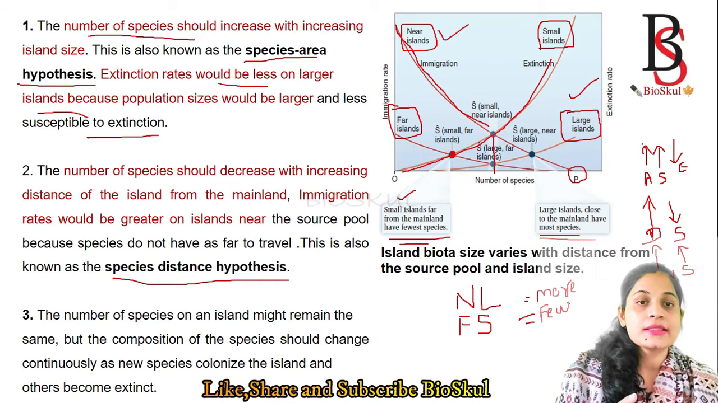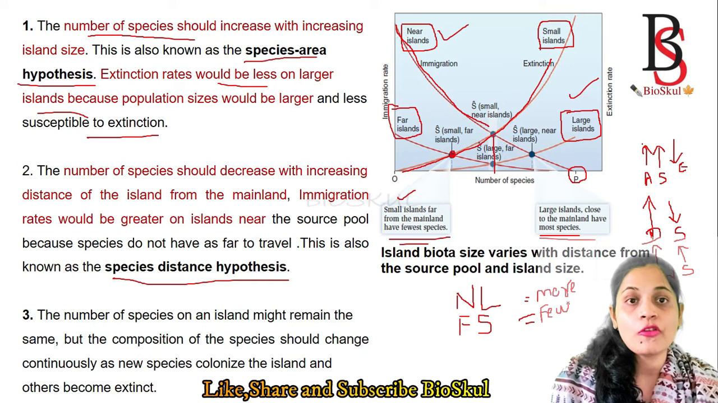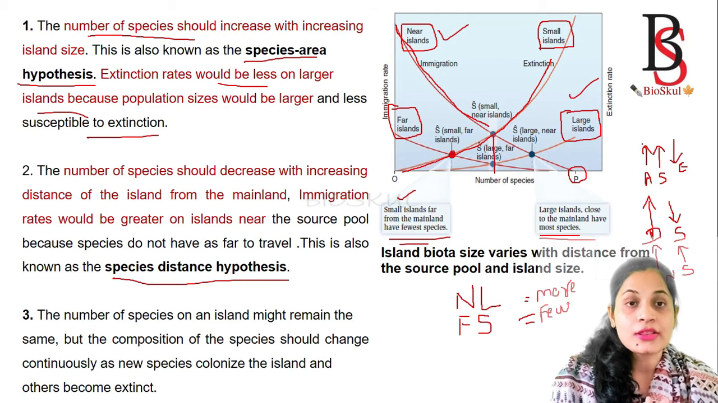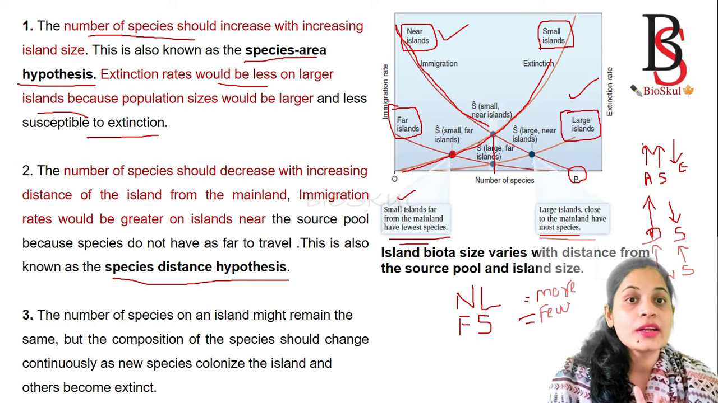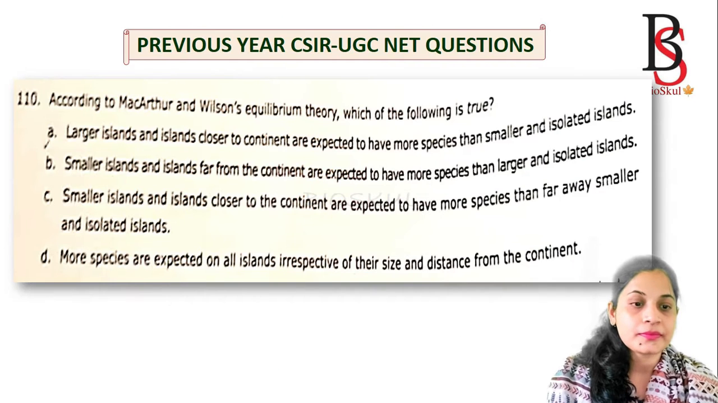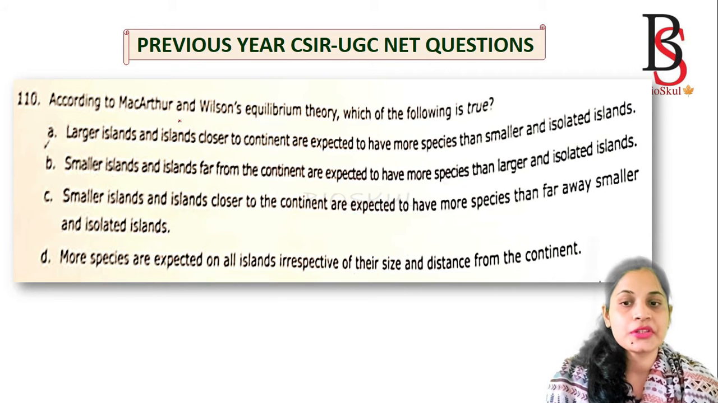Okay, this is all about the theory of island biogeography. It is very simple. The theory of island biogeography depends on two factors: one is the size of the island and the other is the distance of the island from the mainland. Okay, so now we'll see the previous year CSIR UGC NET questions.